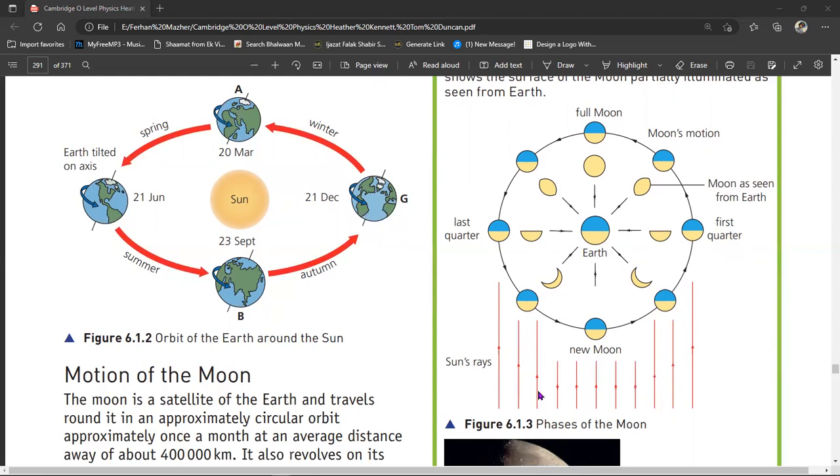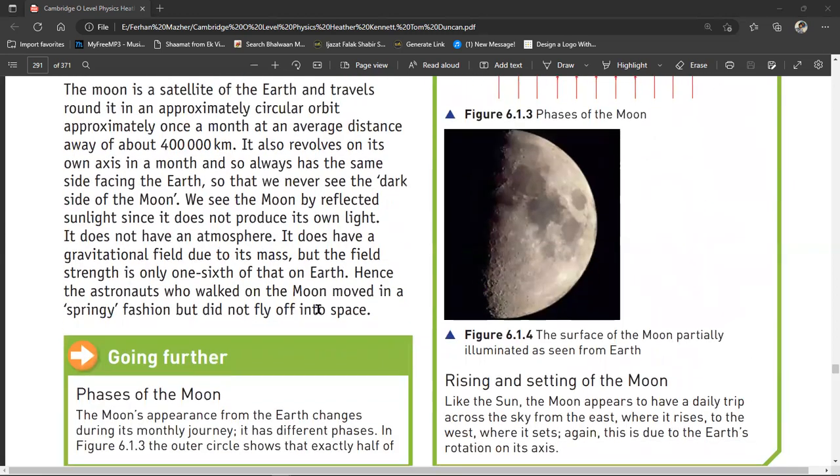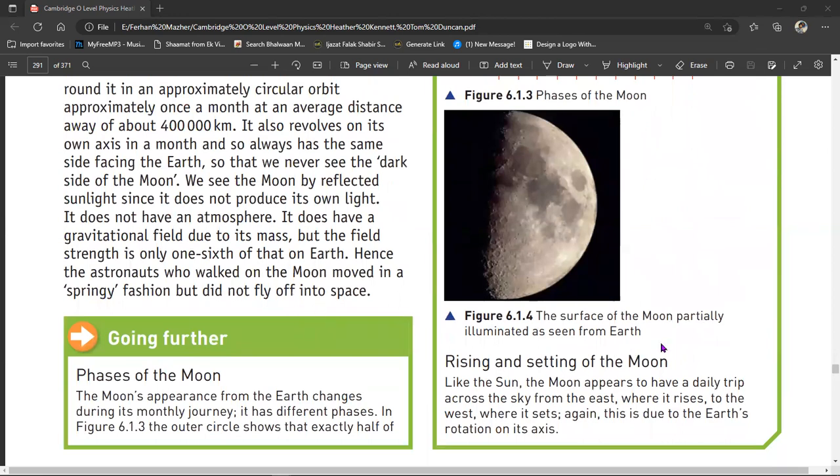The sun is here somewhere. These are the rays of the sun coming. So in figure 6.1.4, the surface of the moon is partially illuminated as seen from the Earth.